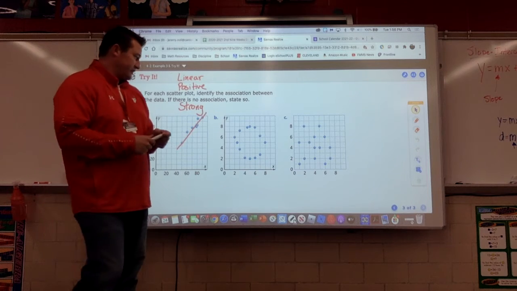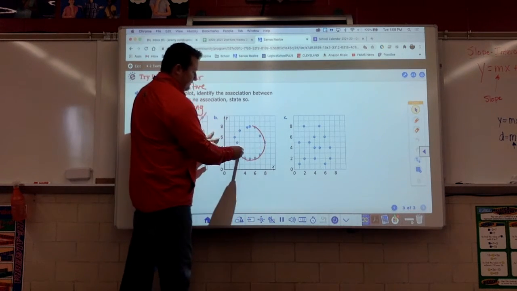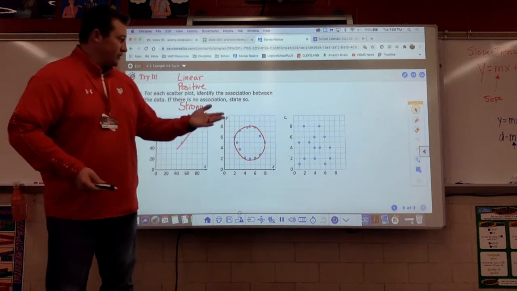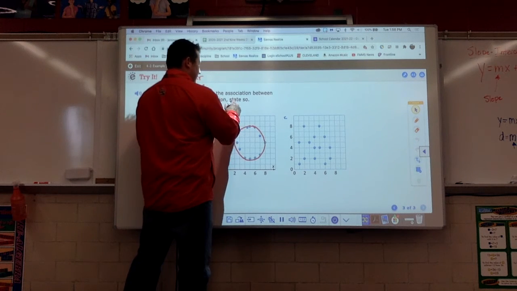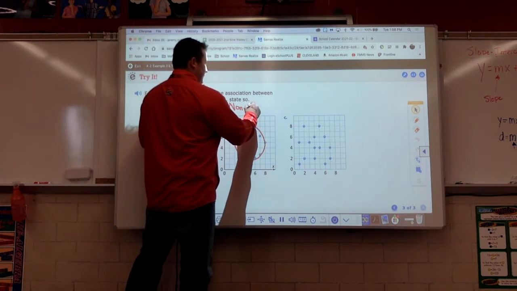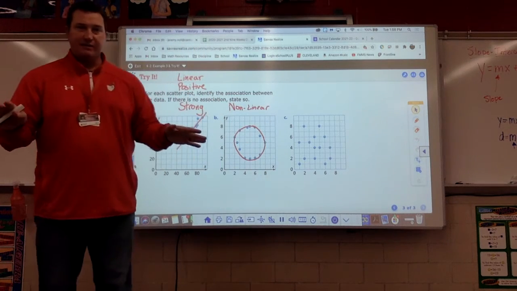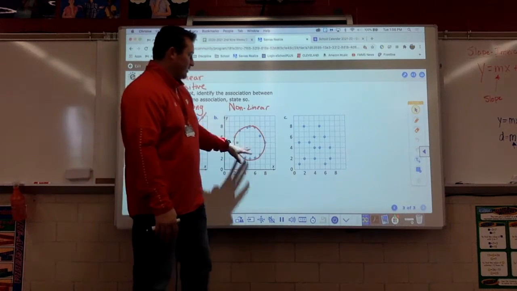Okay. Number B, here we go. Is there a pattern to these dots? Yeah, I would say there is, guys. It definitely looks, right, very circular in nature. So is this linear? Absolutely not. This is non-linear. Okay? Non-linear. And that's all you get to be. When you're non-linear, you're boring. That's all you are. Get out of here.